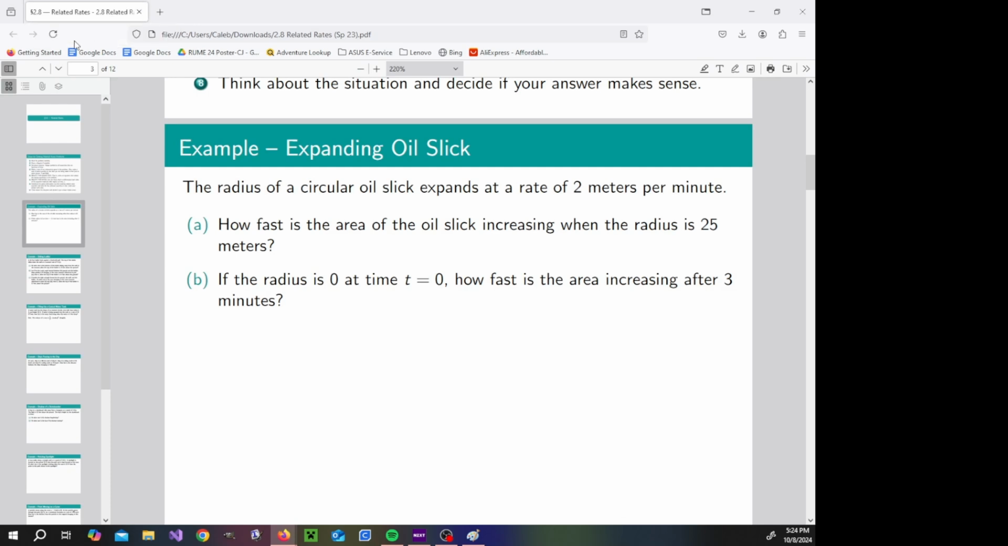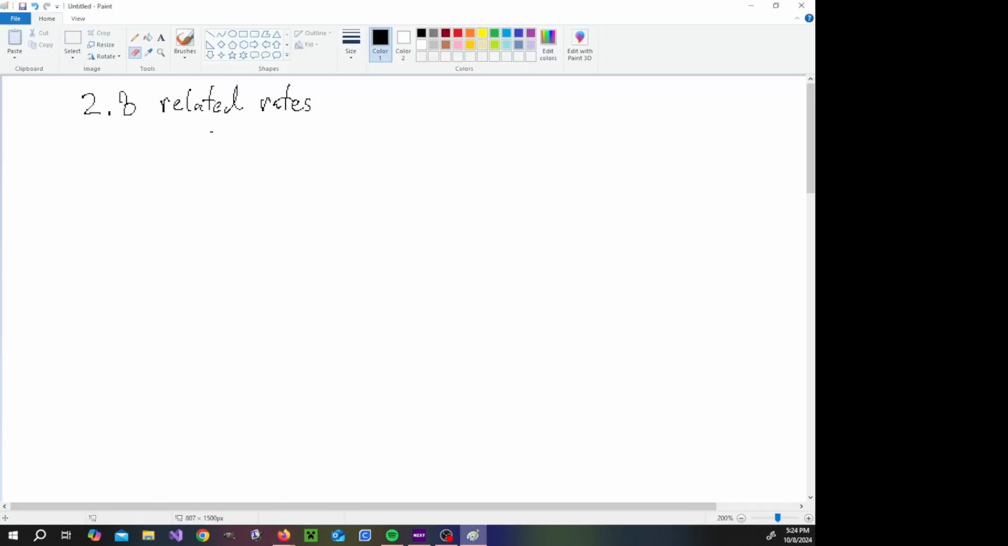All right, example of an expanding oil slick. The radius of a circular oil slick expands at a rate of 2 meters per minute. Okay, so right now let's try and draw our scenario. So we have an oil slick and a radius, right? So we have some circle, R, and it is expanding. So the length of that radius is a function of time. And now we have our oil slick that is possibly the worst circle I have ever drawn, but we can pretend that's a nice circle, right?